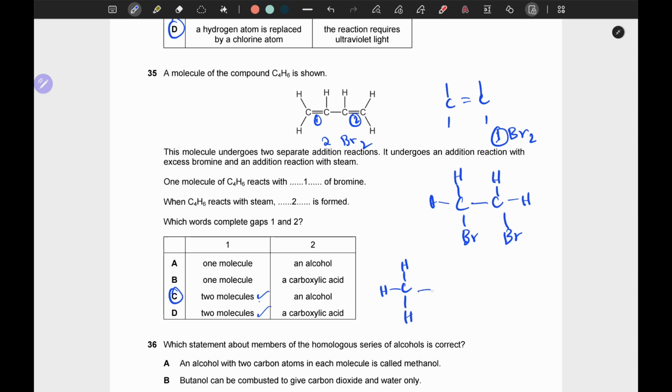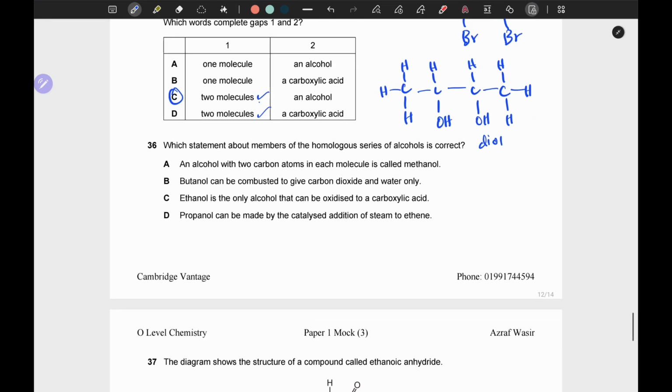So an H, carbon, HOH, carbon, HOH, carbon, H. And this is essentially just a diol because it has two alcohol groups. Moving on to number 36.